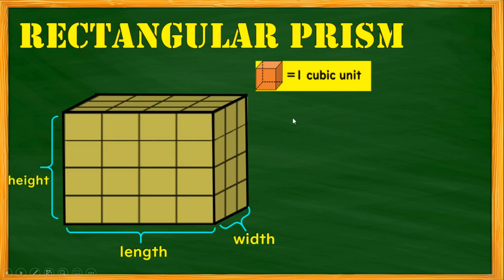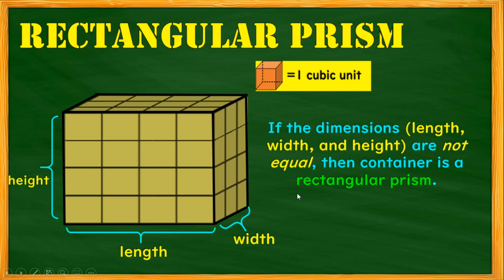Now, one cube is equivalent to 1 cubic unit. So if the dimensions, or the length, width and height, are not equal, then the container is a rectangular prism. Again, if the length, width, and height are not equal, then the container is a rectangular prism.